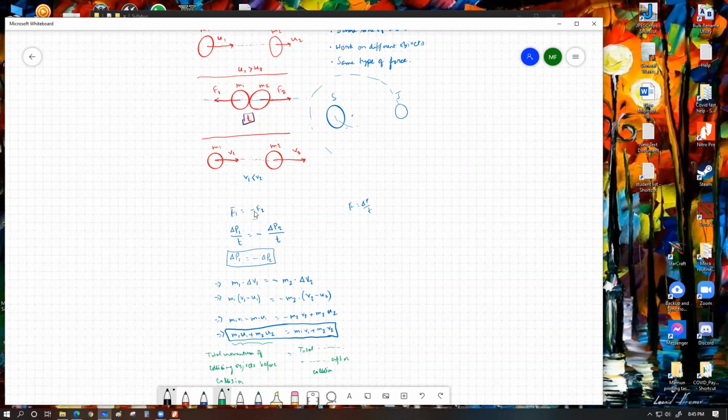I actually wrote f1 equals to minus f2. I should have written f2 equals to minus f1, but you get the point. Sir, direction f2 হবে না পিছনের দিকে?